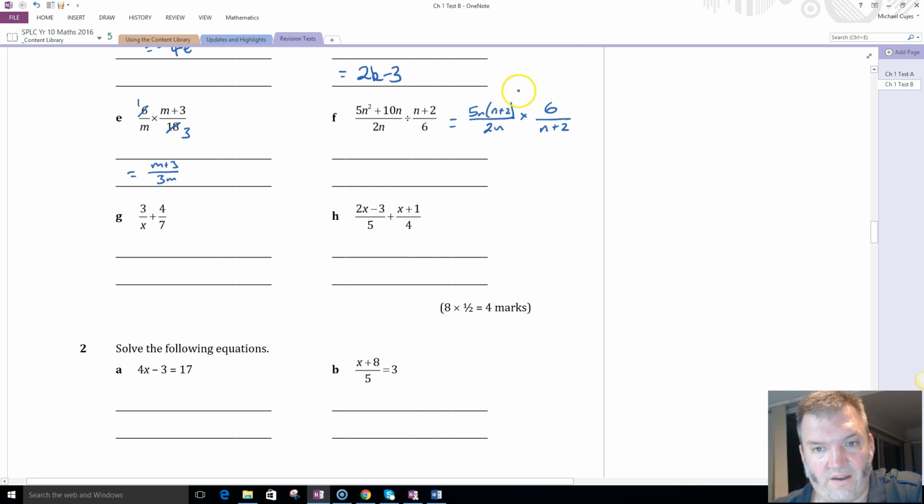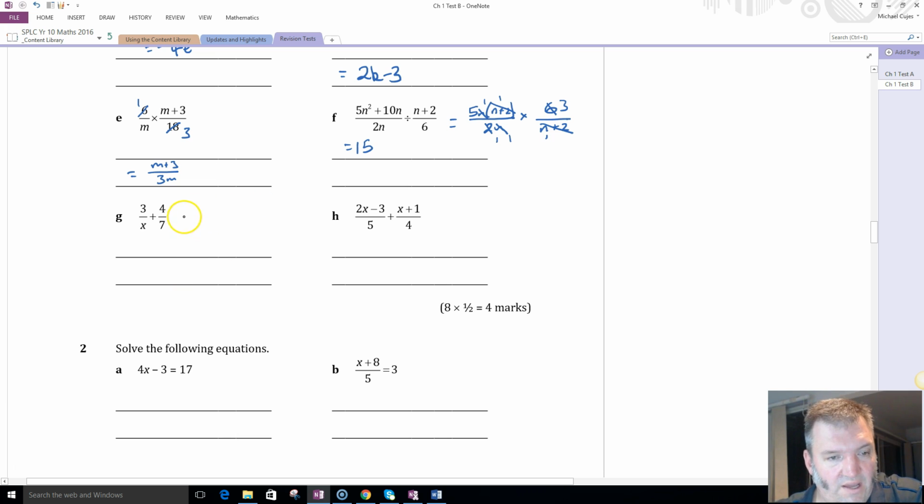Cancel common factors now. n plus 2 cancels with n plus 2. n cancels with n. Remembering when these things cancel, they're really going to ones. 2 is an even number. There's a 6 up the top that's even, so 2 goes into 2 once and into 6 3 times. So I've got 5 times 1 times 1 times 3. 3 5s are 15. Problem solved.